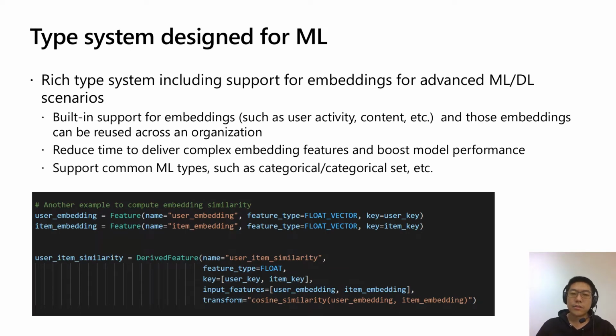Feathr itself also has a rich type system designed specifically for machine learning. For example, Feathr has built-in support for embeddings. For example, you probably have embeddings for user activities, or you probably have embeddings for content, etc. Those embeddings can be reused across an organization within Feathr. This system also helps end users reduce the time to deliver complex embedding features so that the end model performance can be boosted. Feathr also supports common machine learning types such as categorical data or categorical set of data.